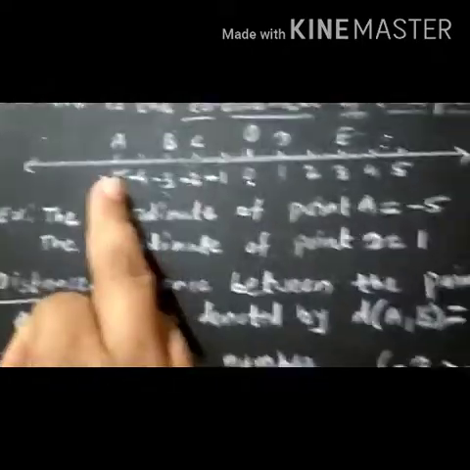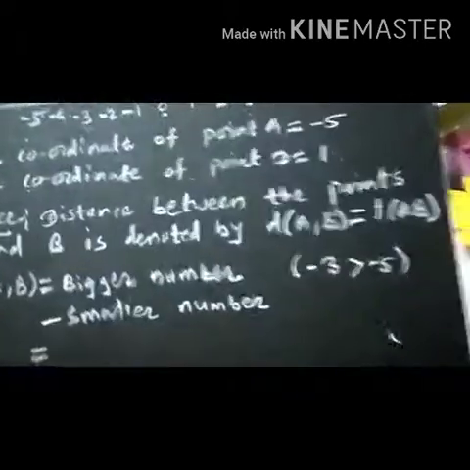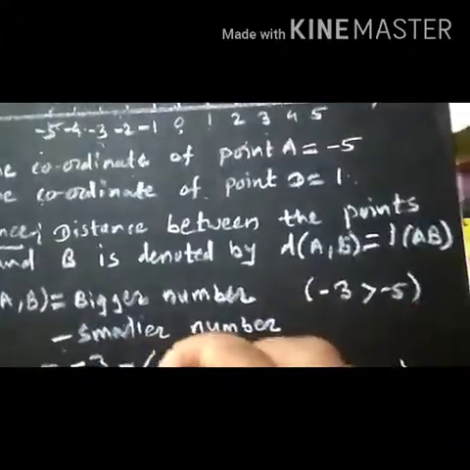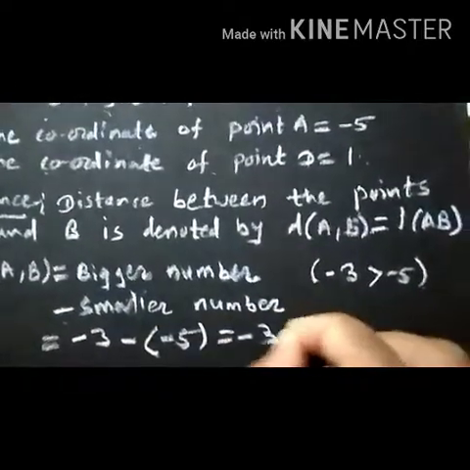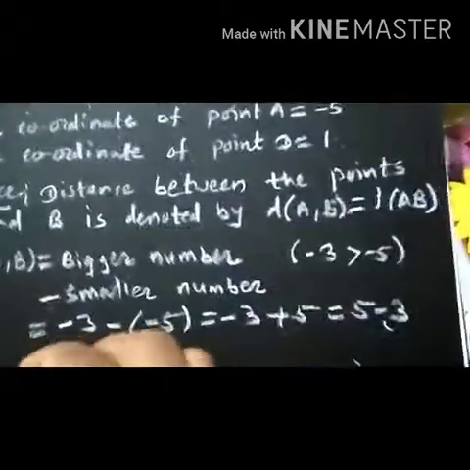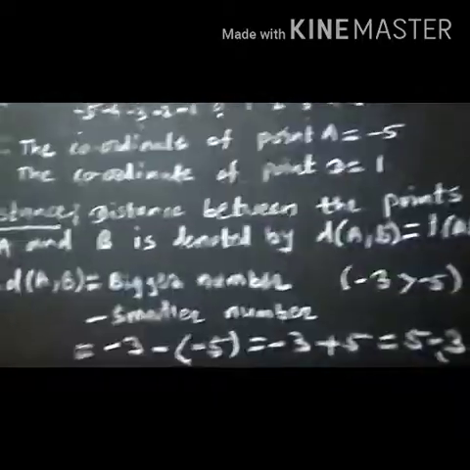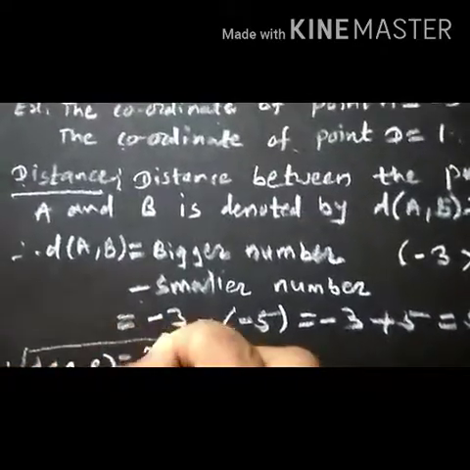So here the coordinate of point A is -5, the coordinate of point B is -3, and -3 is bigger than -5. Therefore we take the bigger number, -3, the middle sign minus, and the smaller number -5. So -3 as it is, minus into minus is plus 5. So -3 plus 5 can be written as 5 minus 3, and 5 minus 3 is 2. So the distance between AB, or length of segment AB, is +2, and distance is always positive. So here we got the positive value +2.